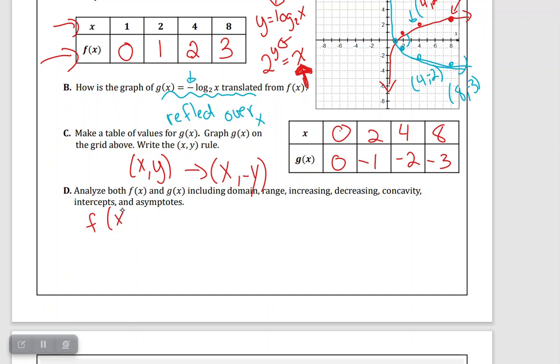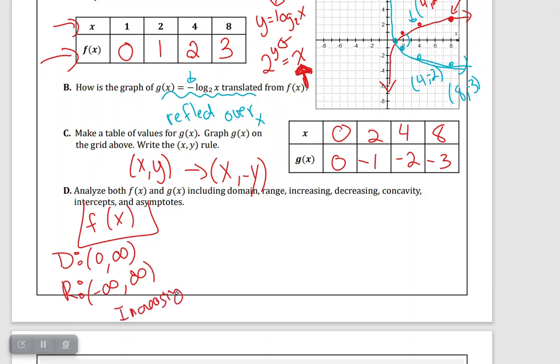So if I look at f of x, our domain is 0 to infinity. The range is negative infinity to infinity. It is increasing and concave down. X-intercept (1, 0), and we have a vertical asymptote of x equals 0.